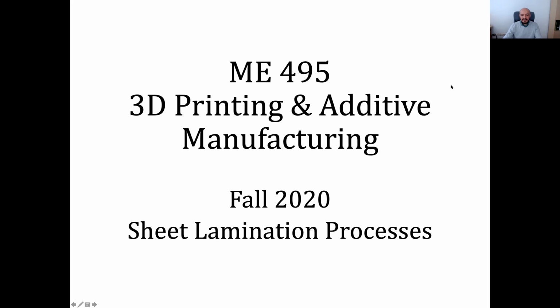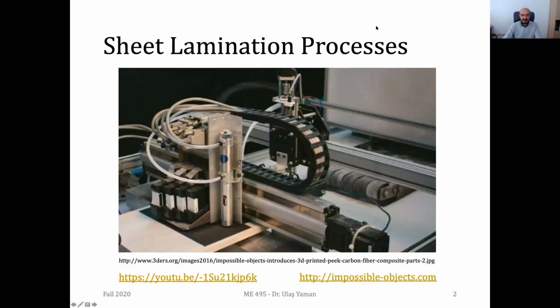Okay, guys, as you see, we will start another chapter, another process, another additive manufacturing process called sheet lamination processes. We will have some examples of these, and I would like to actually start with a nice example. This is called Impossible Object. The company is called Impossible Object. This is a primitive version of them, but now they have much more powerful systems. I will first show you the primitive version.